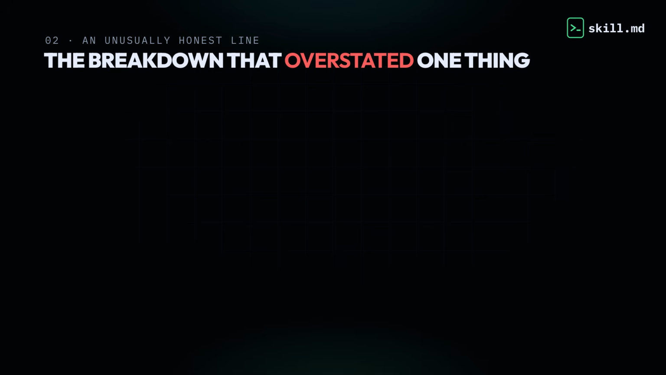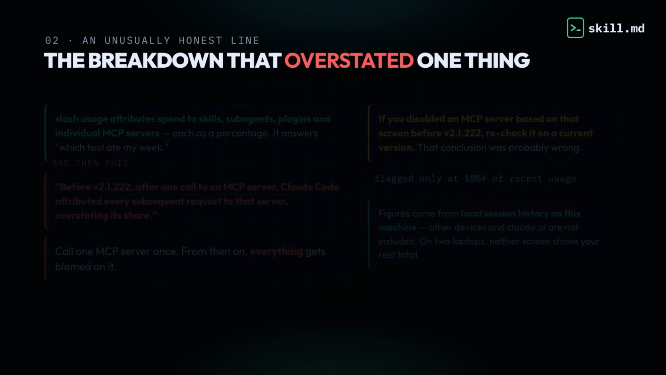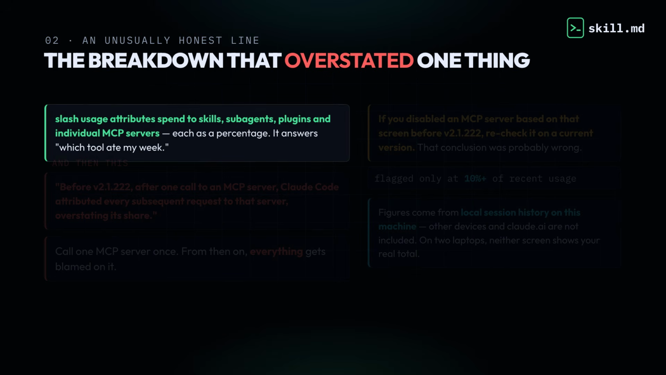On a paid plan, /usage also breaks down what is spending your limits, attributing recent usage to skills, subagents, plugins, and individual MCP servers, each as a percentage. That's a genuinely good feature. It answers, which of my tools is eating my week? But here's a line I want to highlight because it's an unusually honest thing for a vendor to print.